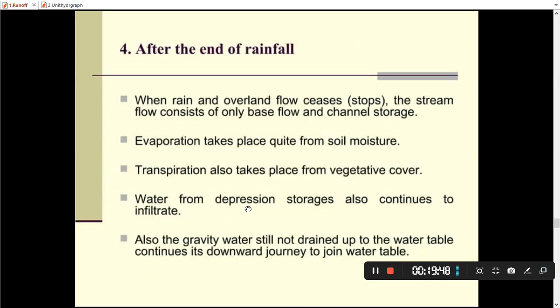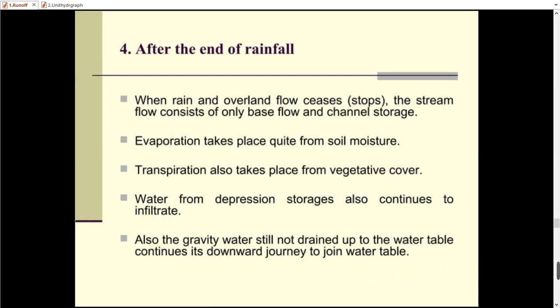After the end of rainfall, when the drain and overland flow cease, stream flow consists of only base flow and channel storage. Evaporation takes place from soil moisture. Transpiration takes place from the vegetative cover. Water from depression storage also continues to infiltrate. Also, the gravity water not yet drained to the water table continues its downward journey to join the water table.